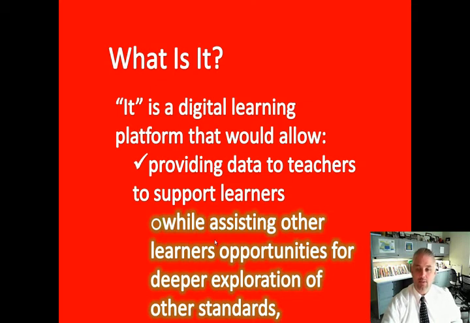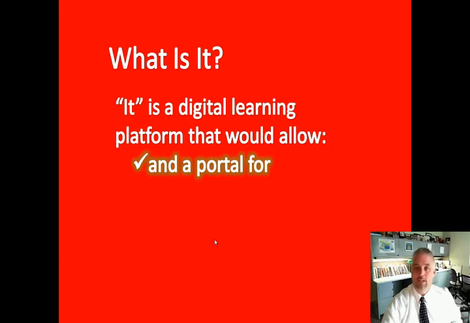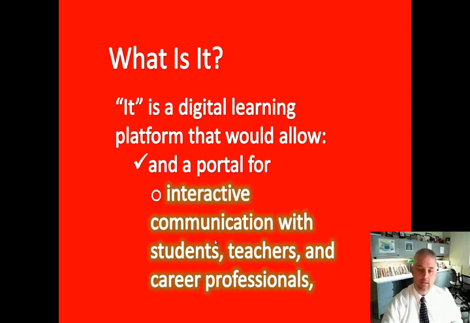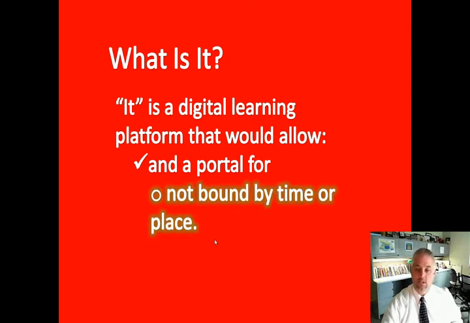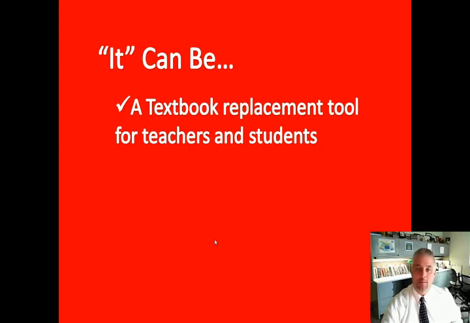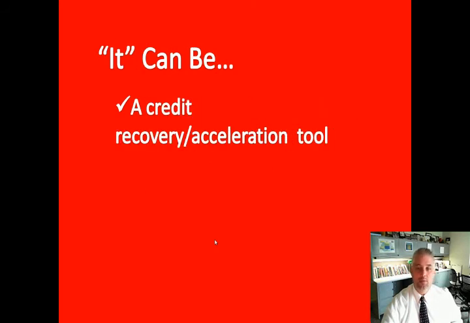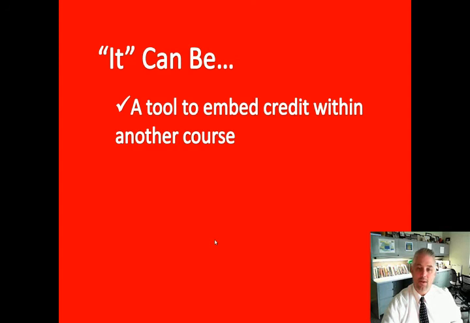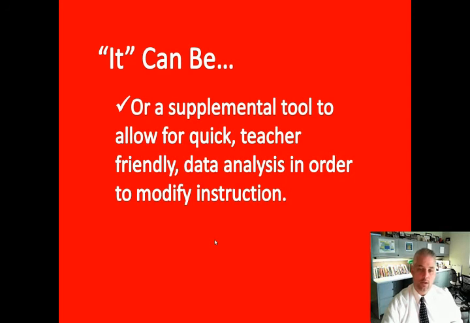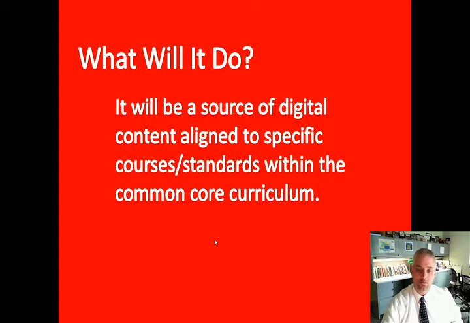Just to give this example: red means a student didn't do well and we need to give them supports. Blue means they did very well and we need to give them more opportunity. How do we do that? This is a portal for document sharing, course readings, interactive communication with students, teachers, and career professionals, not bound by time or place. A textbook replacement tool for teachers and students, a credit recovery acceleration tool, a tool to embed credit within another course, a supplemental tool to allow for quick teacher-friendly data analysis in order to modify instruction. What will it do?